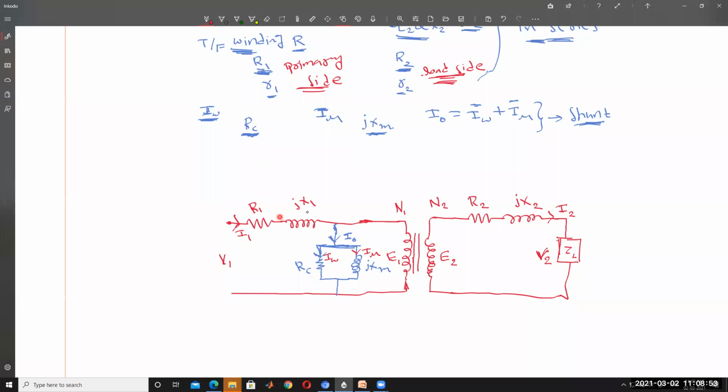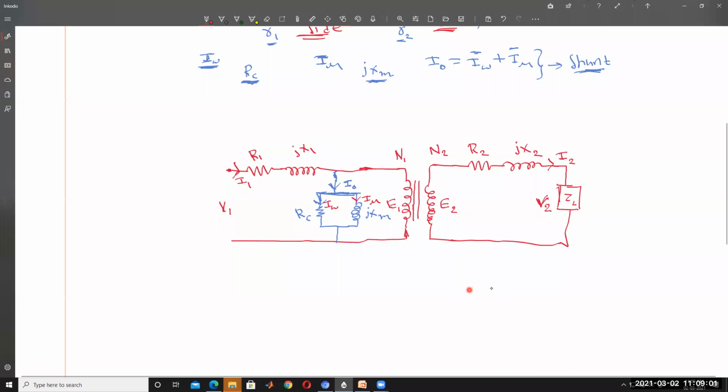So this is called the exact equivalent circuit of the transformer. Understood? So here the wattful component and magnetizing component are represented parallel to the transformer winding, exactly parallel. This is called shunt branch parameters. This is called series branch parameters. Am I right or not? Series branch parameters and shunt branch parameters.